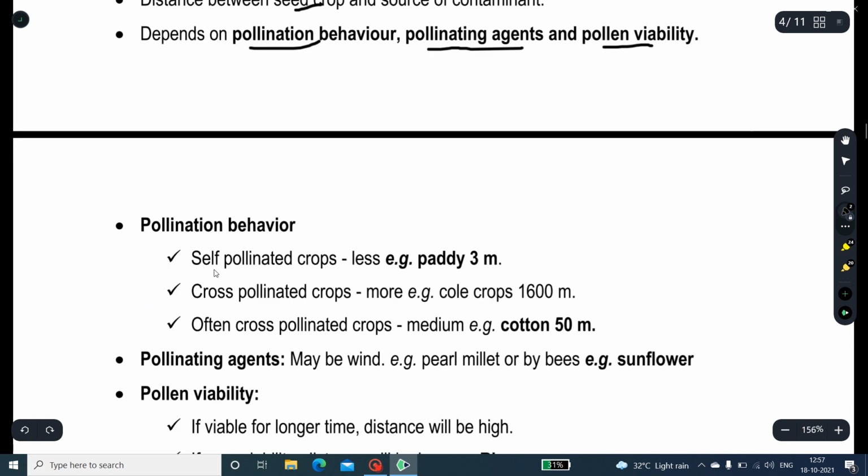In the case of self-pollinated crops, the isolation distance will be less. We all know what self-pollination and cross-pollination are. So self-pollinated crops like paddy, wheat, barley require a minimum isolation distance, that is 3 meters. And in the case of cross-pollinated crops like cole crops, particularly crucifers, require the highest isolation distance, like 1600 meters.